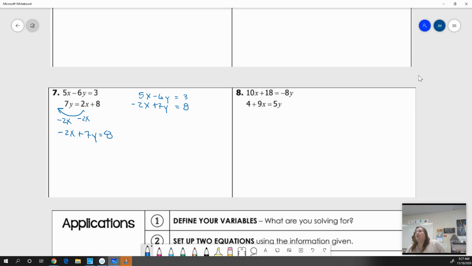Now we need to look at these problems and go, well, how can I make these line up properly? How can I make one of these variables disappear? And if you notice, I can't multiply 2 times anything to get 5. And I can't multiply 6 times anything to get 7. So I have to pick a variable. I'm going to do my x variable, and I'm going to have to multiply each equation by something to find a common coefficient that'll disappear. So when I know I have to multiply both of them, I'm going to take the bigger one.